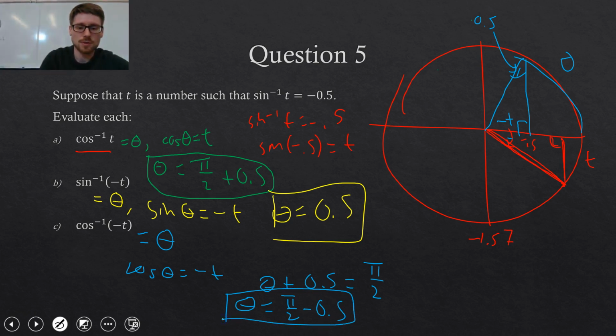Okay, those are the three results. If we had done A first before we did C, like we did, we could have taken our answer from A and subtracted it from pi, and that would have given us the answer to C. So we could have also used that fact to get the answer for C.